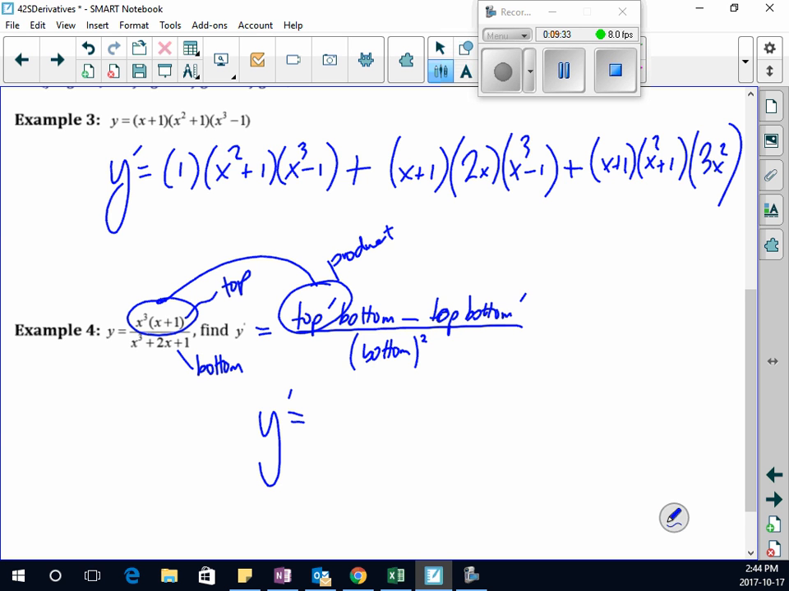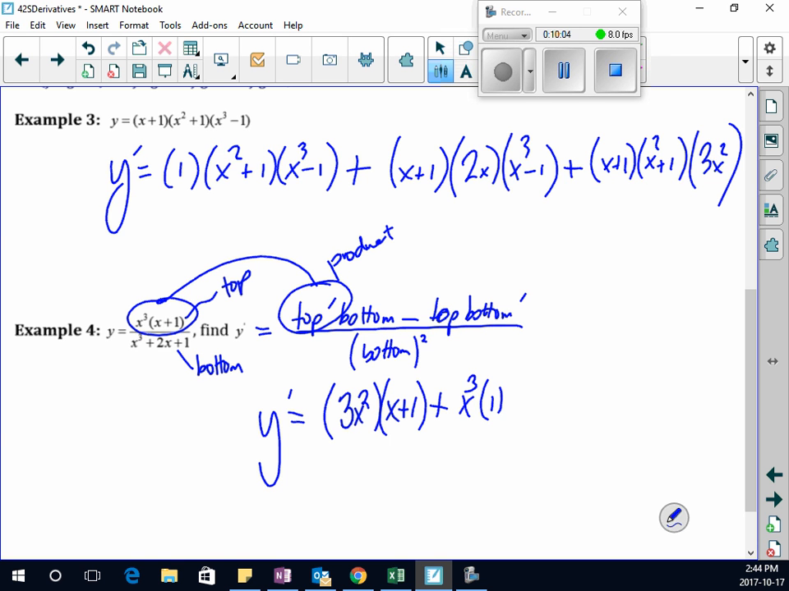Y prime. Top prime is a product rule. How do we do the product rule? It is the derivative of the first, which is 3x squared. Leave the second one alone. Plus, I'm still doing the top derivative. Does everybody understand that? So now it's x to the power 3, and then we're finding the derivative of the second, which is 1.